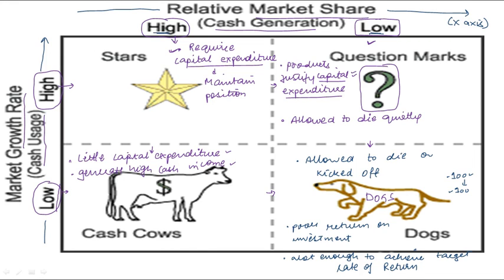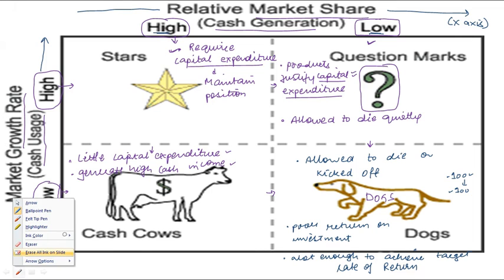Because dogs are completely useless here. Should I go ahead, beta? Now, moving on to the next thing, that is all about the limitations of the BCG model. The BCG model is something we talk about, the Boston Consulting Group. It carries some limitations as well.